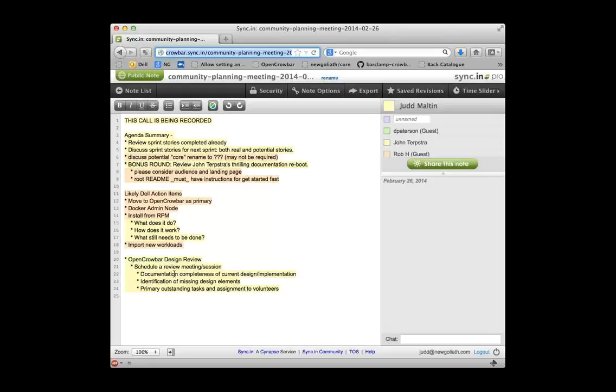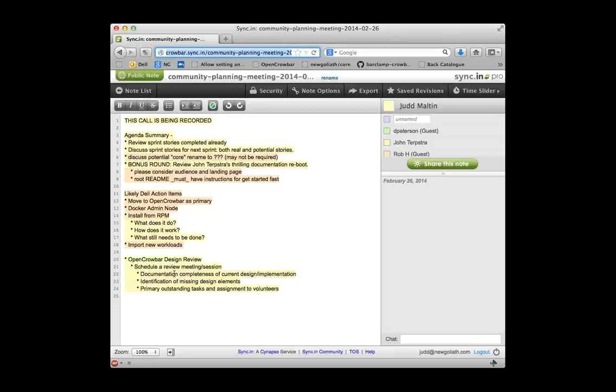Chris Dearborn put a, very much to my interest, preliminary Berkshelf support into OpenCrowbar, and I really liked what I saw, it seemed really reasonable. I'm gonna be picking that up this sprint. Chris, what else were you working on?